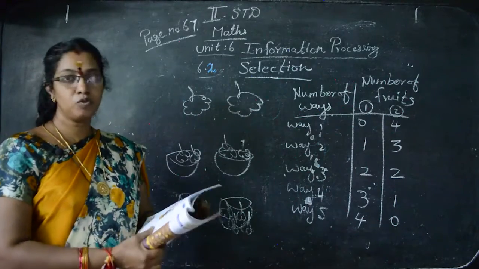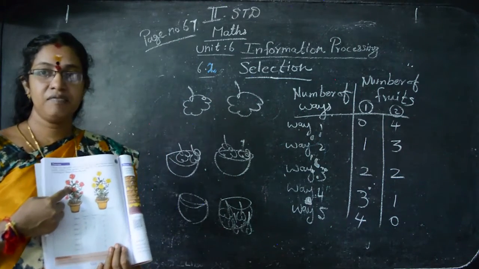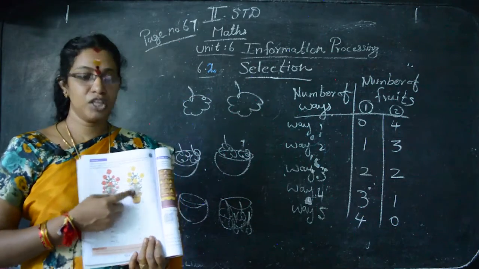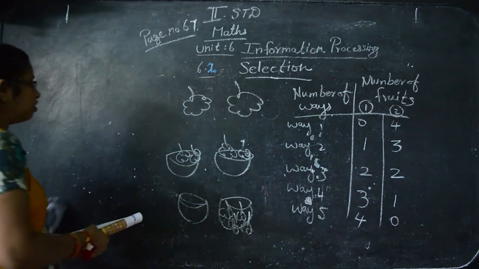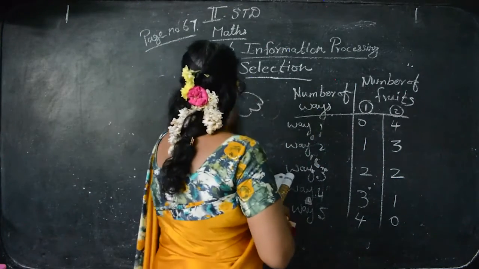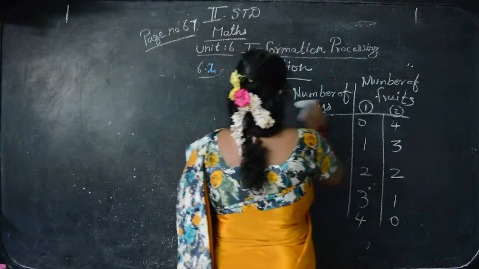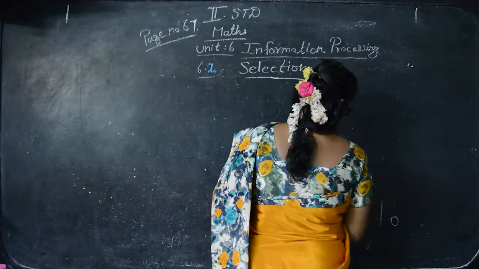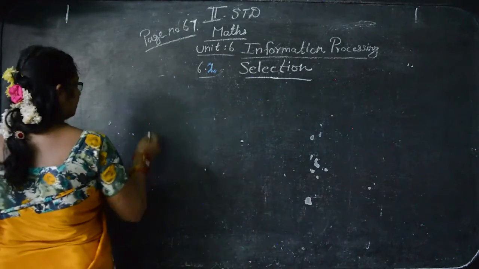flowers, and 2 pots are given. In one flower pot red flowers are given, in another flower pot yellow flowers are given. We are going to now arrange. In how many ways we are going to arrange, we are going to see now. This is we are selecting. How many possible ways are there, how we can select? In how many ways? Okay, see here, pot is given.